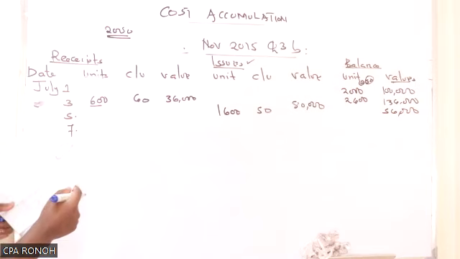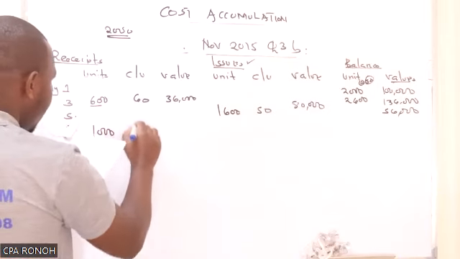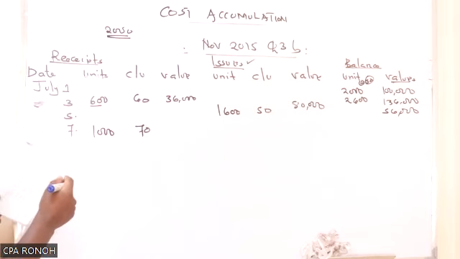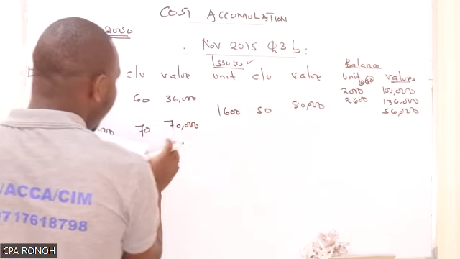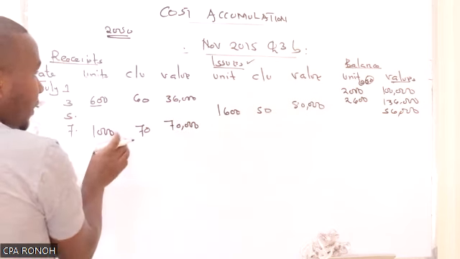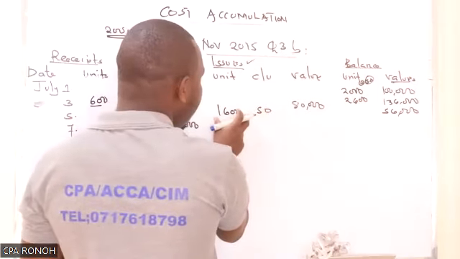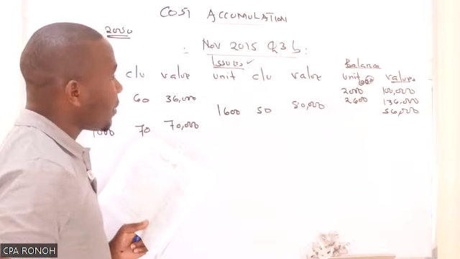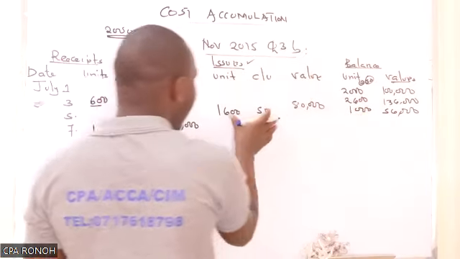Date 7, there were 1,000 units they received. So they received 1,000 units at the cost price of 70. So the total value will be 70,000. So we add this 70,000 and accumulate the units. Now, remember when you issue 1,600 units, we are remaining with 1,000 units here.